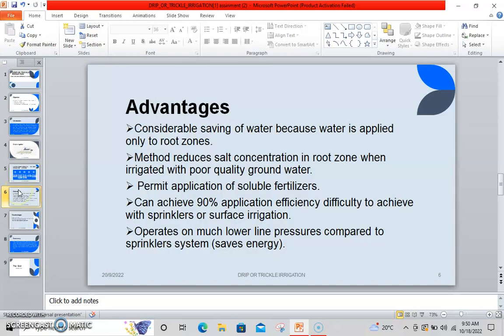So, advantages of drip irrigation: we have considerable saving of water because water is applied only to the root zones. The method reduces salt concentration in the root zone when irrigated with poor quality groundwater. It permits application of soluble fertilizers. It can achieve 90% application efficiency, which is difficult to achieve with sprinklers or surface irrigation. It operates on much lower line pressure compared to a sprinkler system. That means it saves energy.